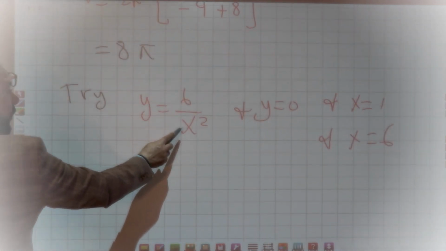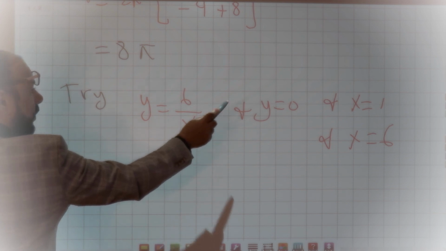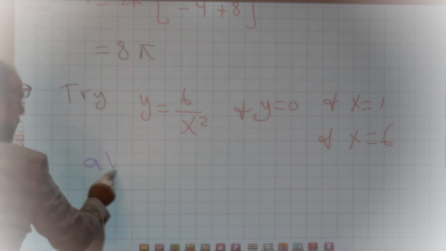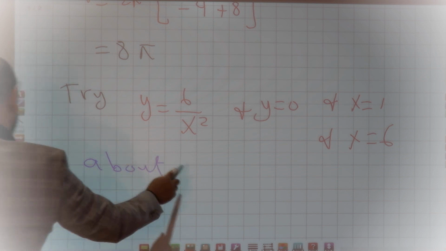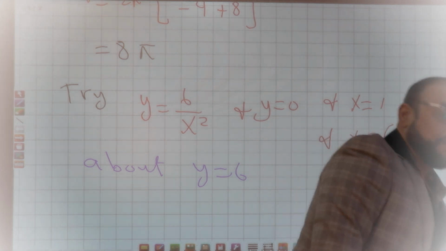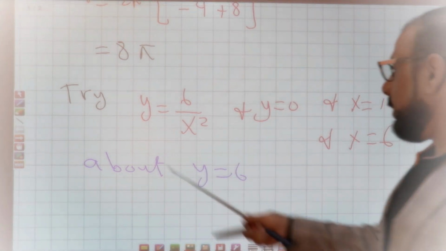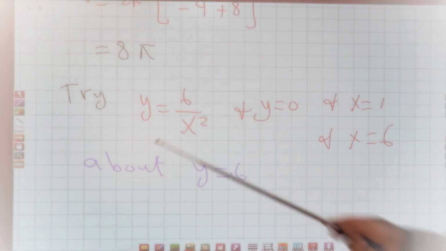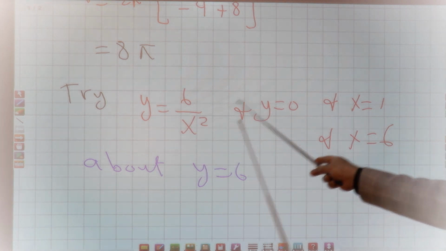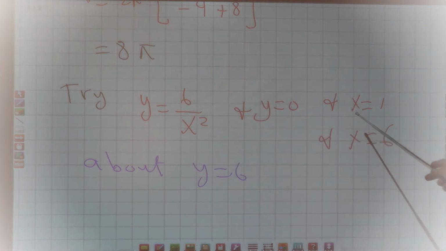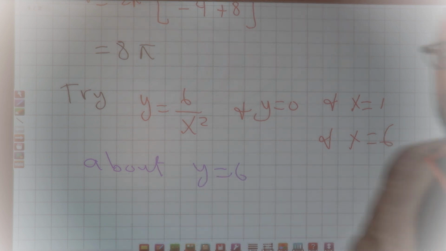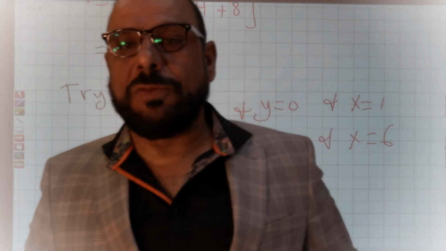Y equals 6 over x squared, y equals 0, x equals 1, x equals 6, about y equals 6. If you want to see the answer for this problem, the last one, wait for me next time.